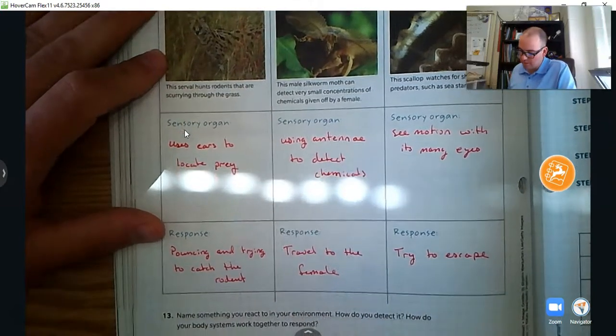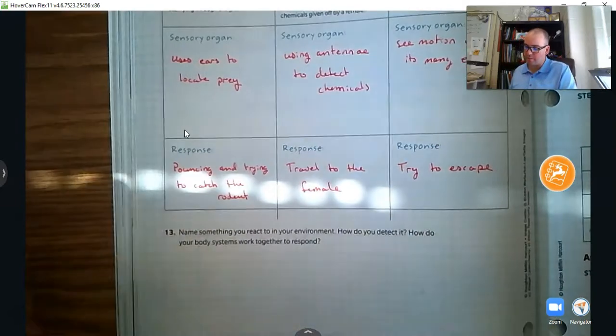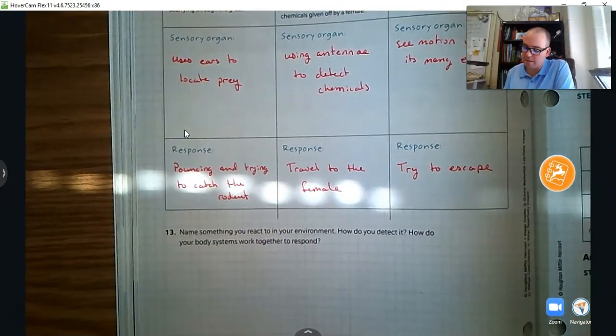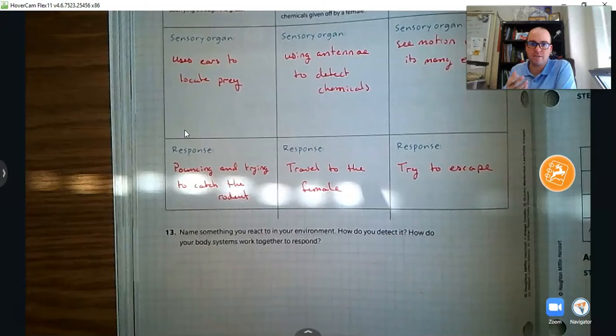And so if we were to name something you react to in your environment, how do you detect it? How do your body systems work together to respond? You can have lots of different examples here. But if you have a ball flying at you, you see that, you may duck. So you have a sensory organ, your eye, that detects that movement, and then your muscular and skeletal systems are working together to help move you out of the way, to protect you. And so systems of animals always work together.